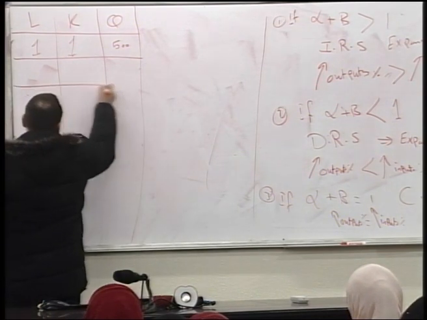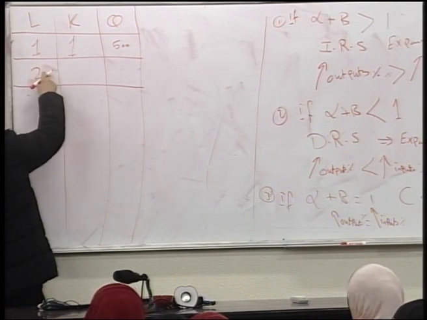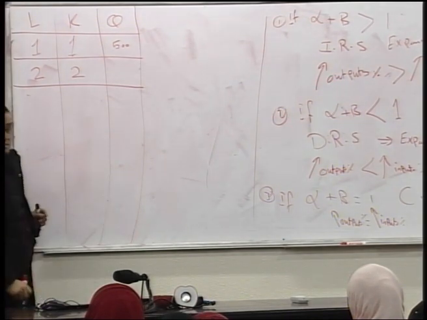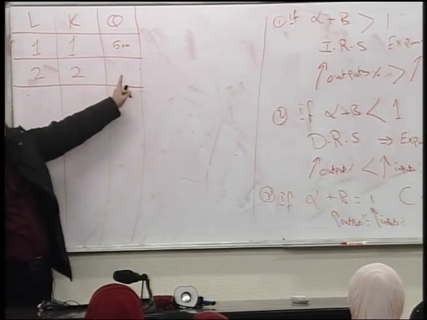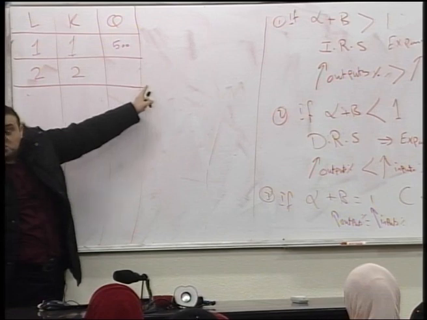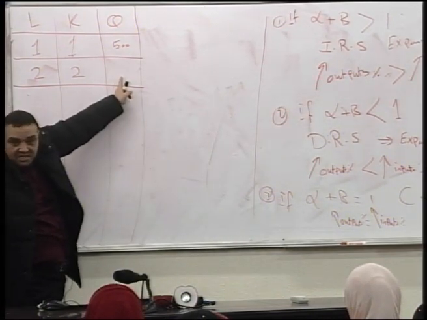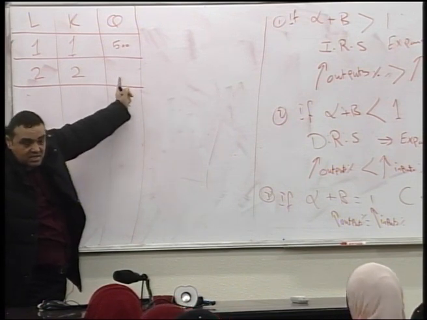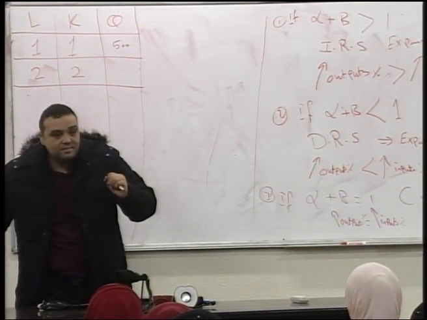When they added one more worker, the workers doubled, by 100%, they became 2, and the machines 2. Sorry, if it was 1000 it should be constant returns to scale. If more than that, increasing returns to scale. If less, decreasing returns to scale. So what governs this? Alpha and beta.